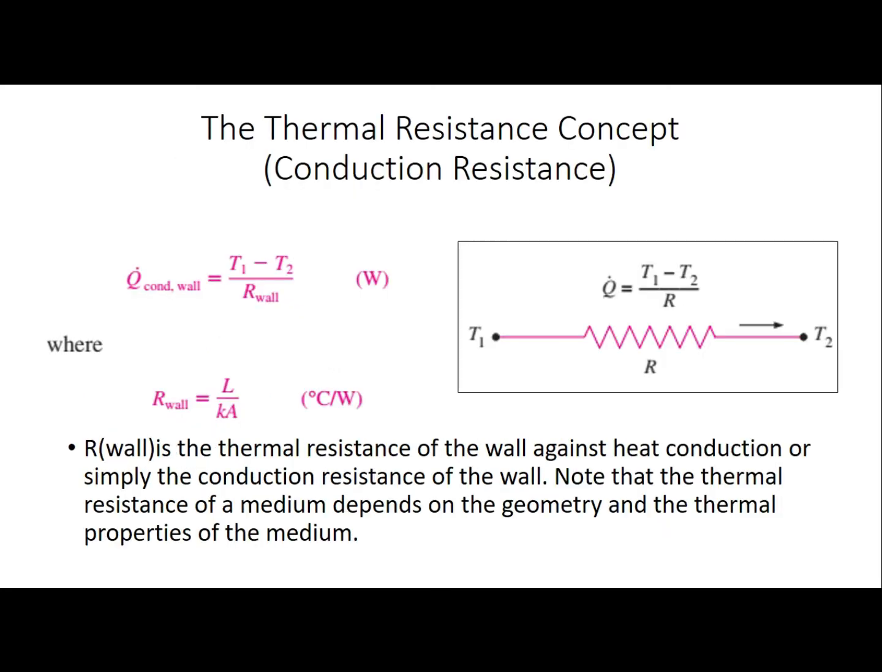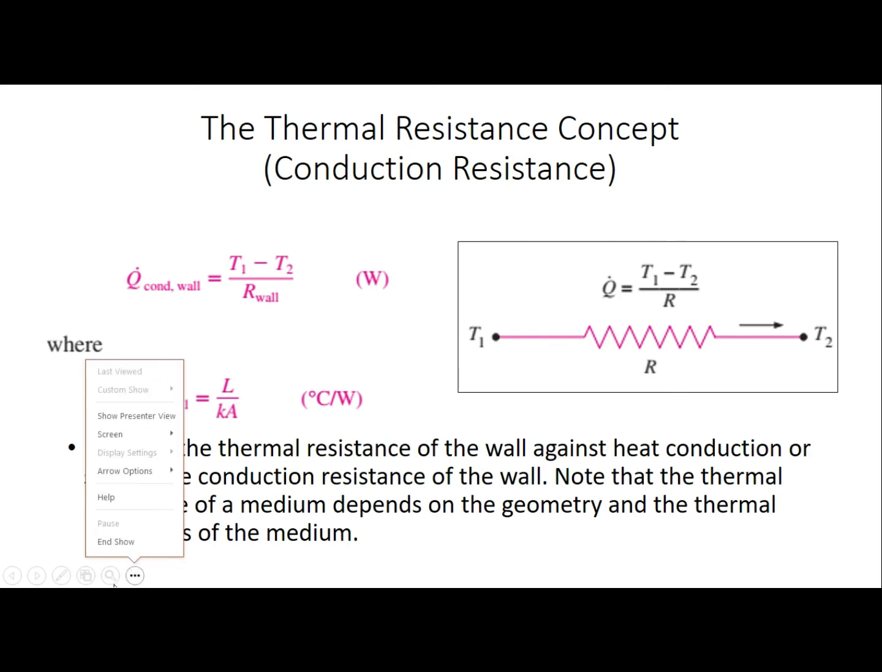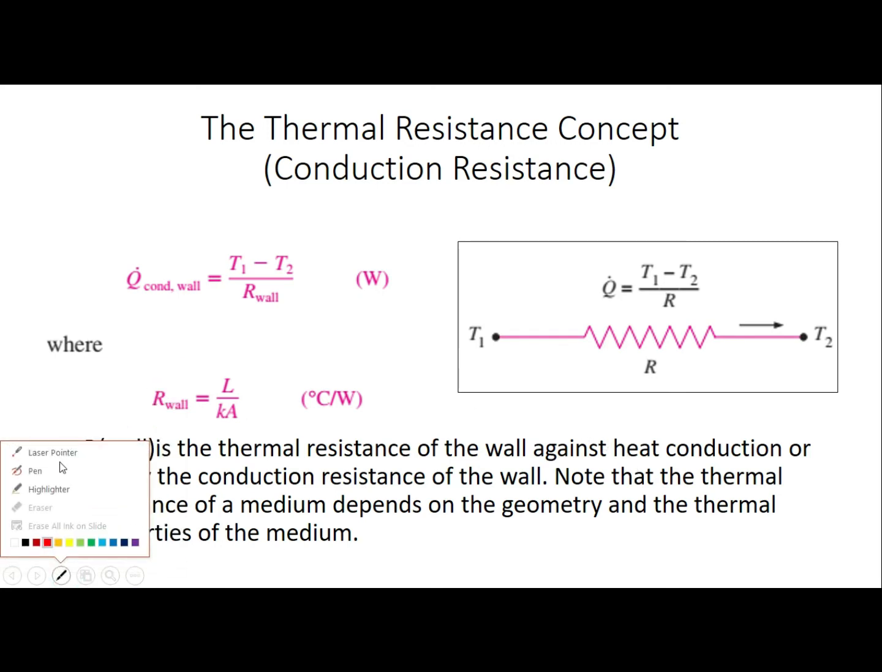So the next topic is the thermal resistance concept in the conduction resistance. First of all, try to understand that if the temperature is T1 on one side and T2 is on the other side, the heat will be transferred from the higher temperature. Let's suppose T1 is the higher temperature and T2 is the lower temperature, the heat will be conducted from the higher temperature to the lower temperature.